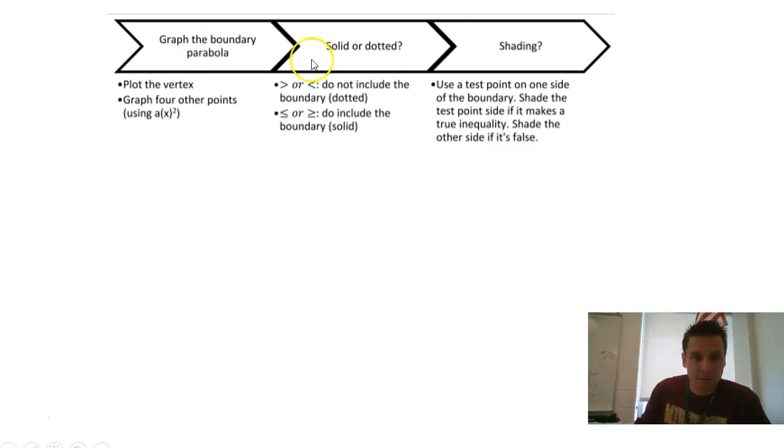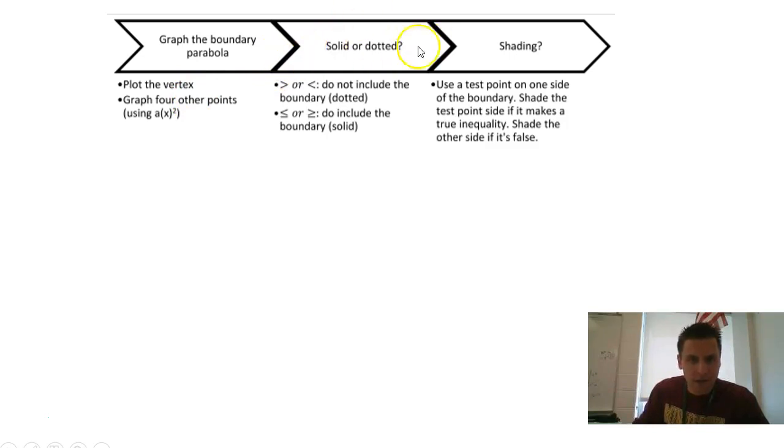So here's the process that we'll keep up as I go through a couple of examples. First, we're going to graph the boundary parabola. We know how to graph parabolas. We've done it before. We plot the vertex. Then we graph 4 other points by using the line of symmetry, and then we can reflect those points.